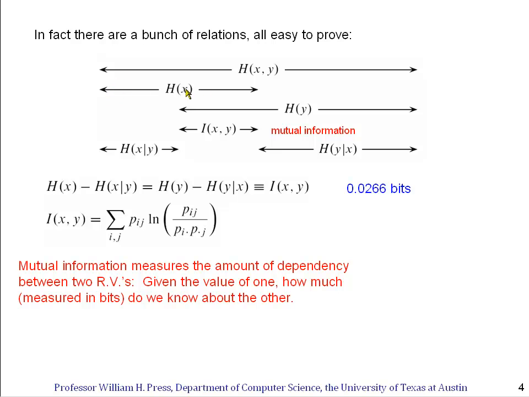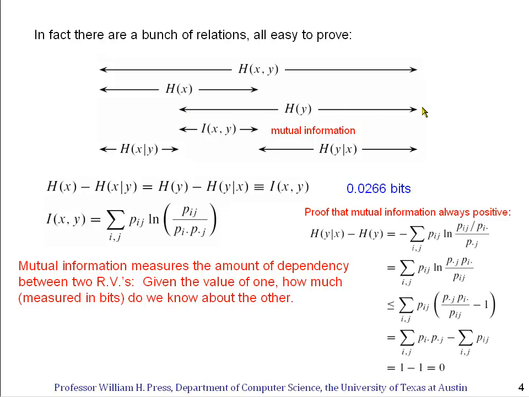Because H of x, the entropy of x up here, is the uncertainty in x, or equivalently the information content of x. And if there's this much mutual information, then the uncertainty in y, the information in y, is only the entropy of y given x, which is that much smaller than what the entropy of y by itself would have been up here. Now this diagram would only work if I, the mutual information, is always a positive number.